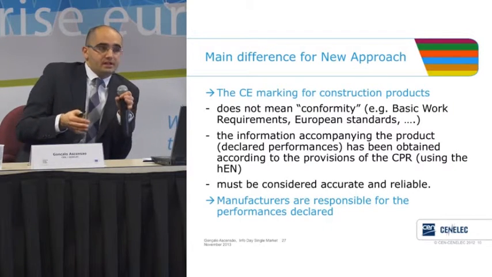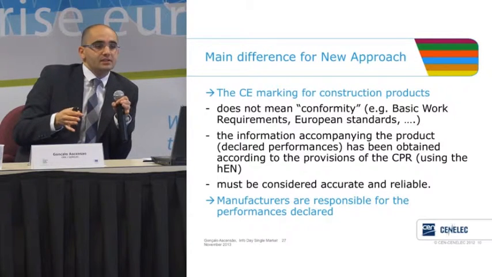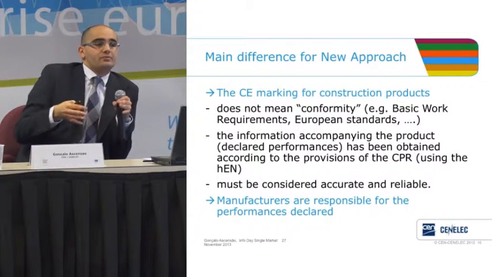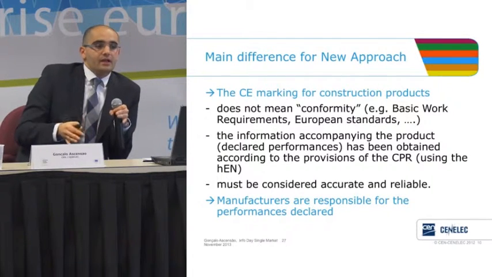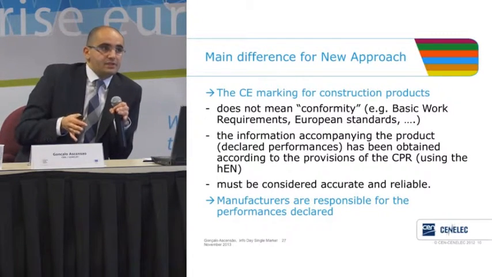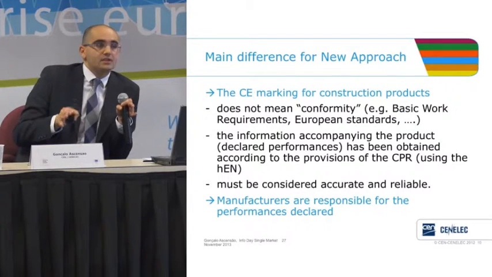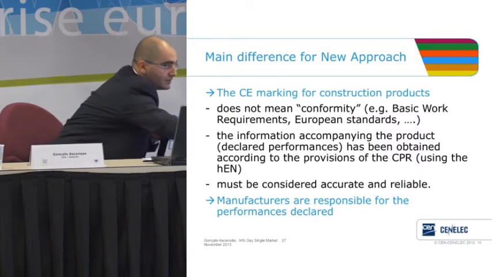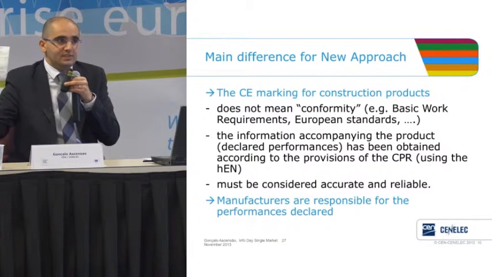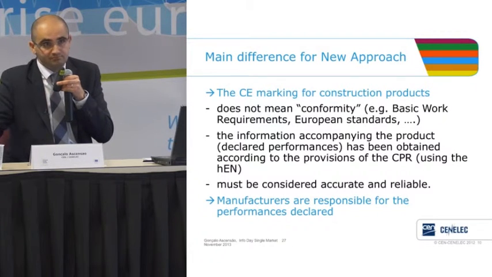And this purely, as Mr. Barr said very clearly, is just the information accompanying the product and the declared performance of that product. It must be considered accurate and reliable, and at the end, the manufacturer is fully responsible for what is declared. So this is what CE marking means for a construction product. So if someone tells you that this means that this product conforms to a standard or to the CPR, it's not true.